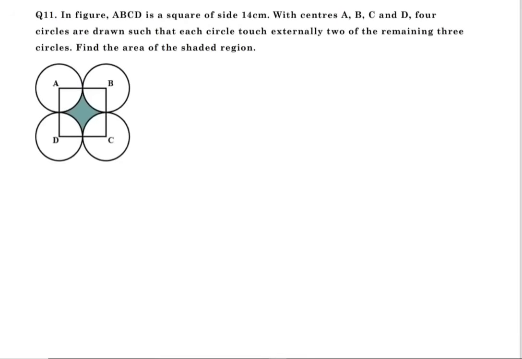In the figure, ABCD is a square of side 14 centimeter. You can look at the figure. ABCD is a square of side what? 14 centimeter. What we should do? We need to find out this shaded portion. You can see, right? How to find out the shaded portion of this?